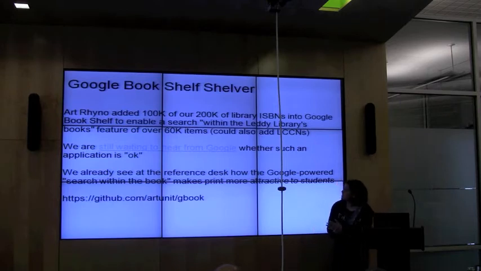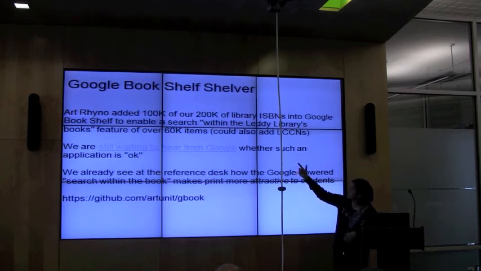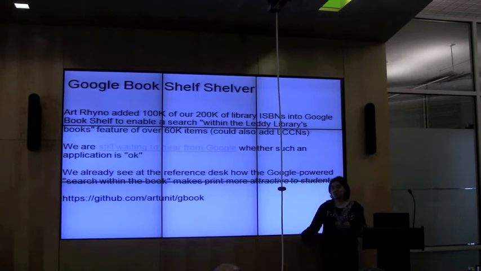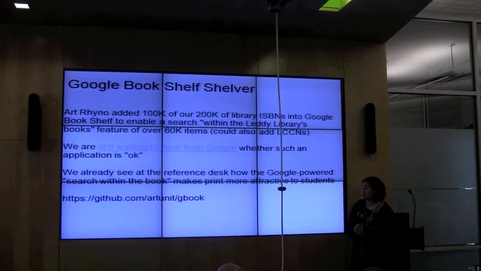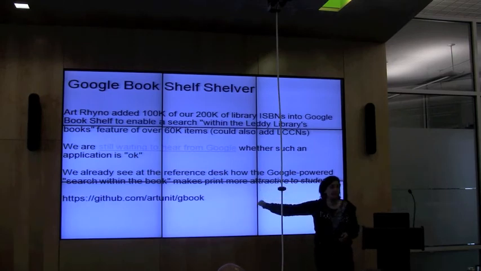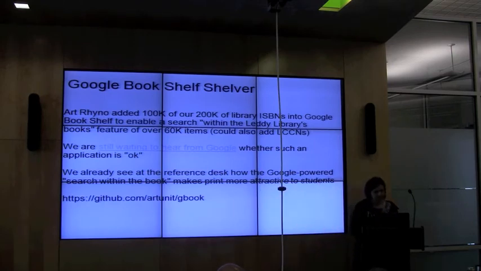So this is what Art did. Art added 100,000 ISBNs from our library catalog, put them into Google search, and that matched up to about 60,000 books. We could add Library of Congress numbers in there as well. We're still waiting to hear from Google whether that's okay. If they say no, we're in trouble, but for the time being, they might say yes. They might find this novel for Google Bookshelf. That was the point I mentioned before. And this is on GitHub as well, the mechanism of how Art did that.